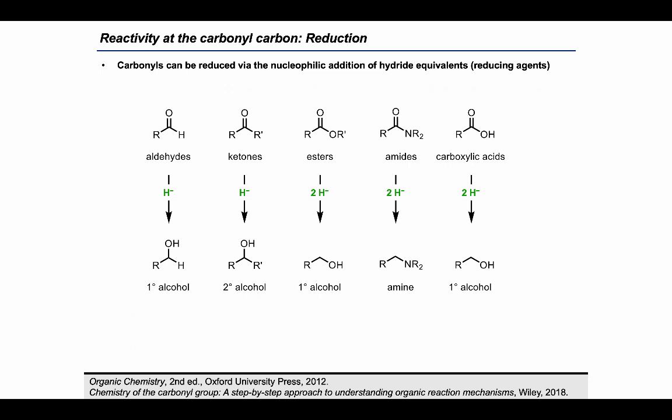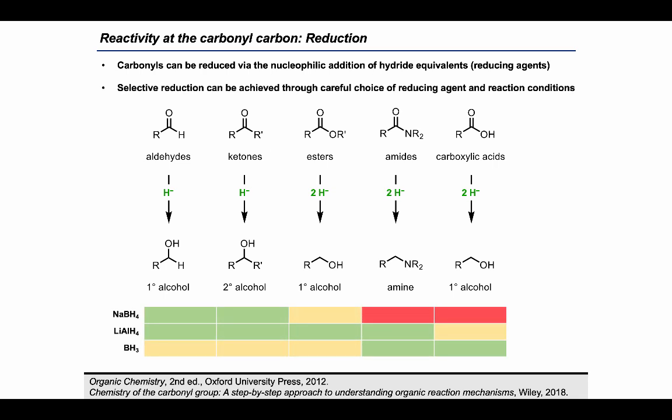Now summarized here is the general reactivity of different carbonyl species with some commonly used reducing agents, where green indicates good reactivity, yellow, sluggish reactivity, and red means little or no reaction occurs. From this we can see that the choice of reducing agent can be important if we hope to achieve selective reduction in molecules containing multiple functional groups. For example, if we want to reduce an aldehyde or ketone in the presence of an amide, we can use sodium borohydride to form the primary or secondary alcohol, while keeping the amide intact.